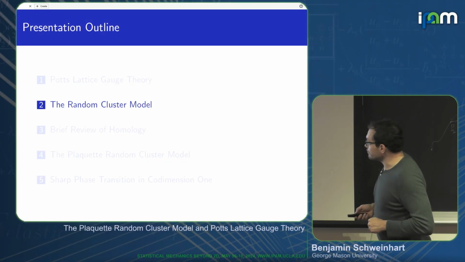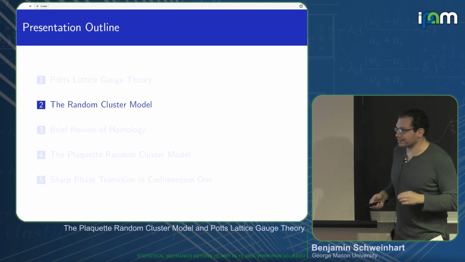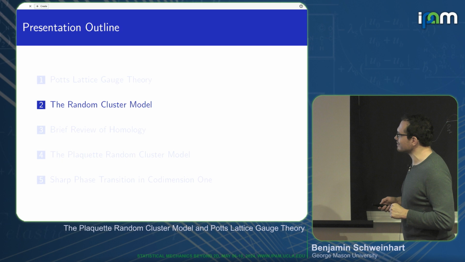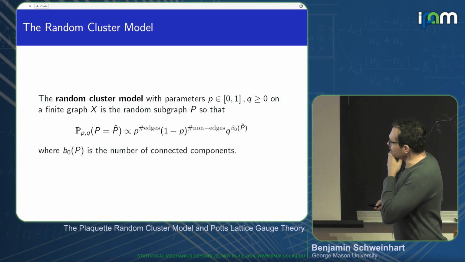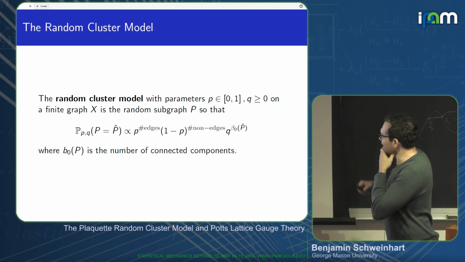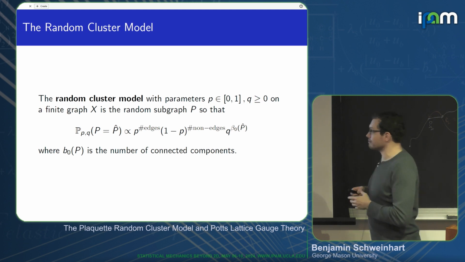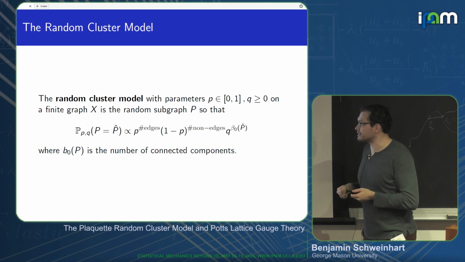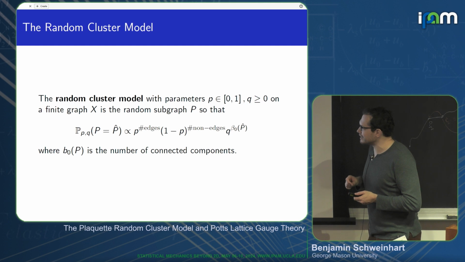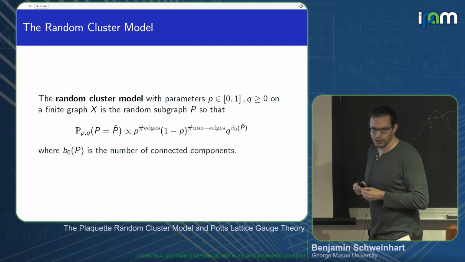Okay, so first let's review the classical random cluster model, one of the graphical representations of the Potts model. The random cluster model takes parameters p in [0,1] and non-negative q, on a finite graph. It's a random subgraph whose probability is proportional to p to the number of edges, (1 minus p) to the number of complementary edges, and then q to the number of connected components.